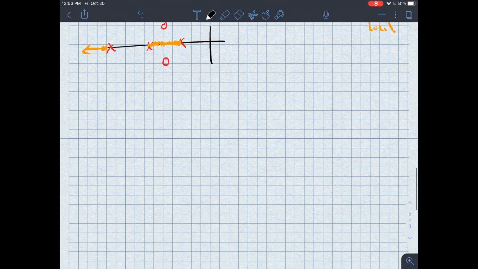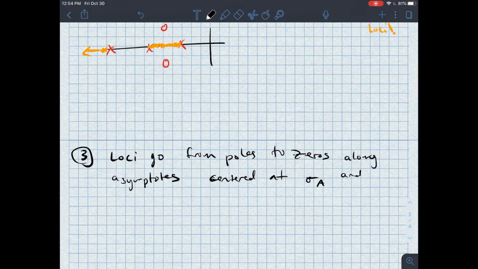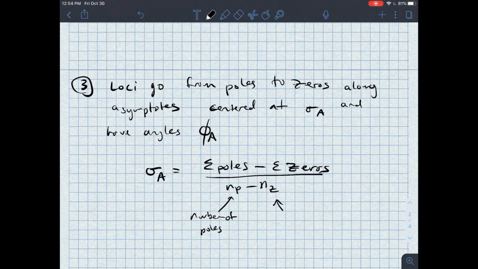Rule number three says that loci go from poles to zeros, and they do so along asymptotes. Those asymptotes are centered at sigma A, and they have angles phi A, which I hear is a delicious type of Greek yogurt. Sigma A is equal to the sum of the poles, specifically their values, minus the sum of the zeros, all over the number of poles minus the number of zeros. So NP stands for number of poles, and NZ stands for the number of zeros.